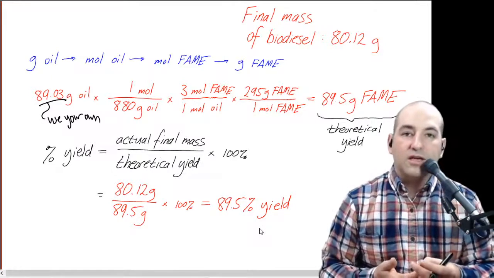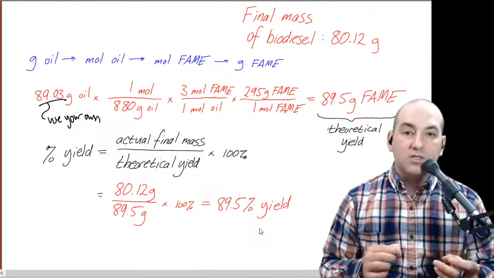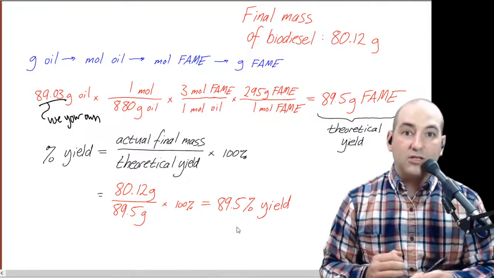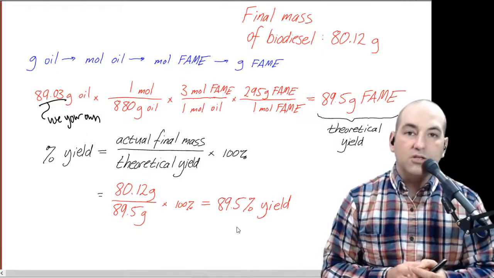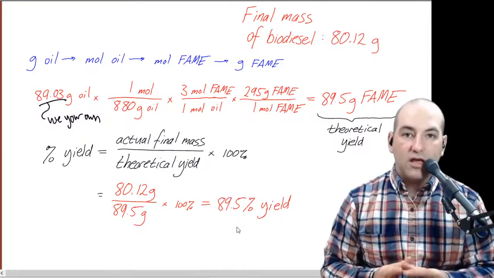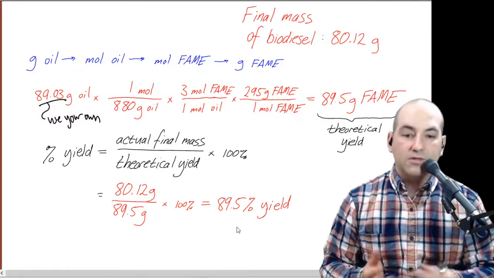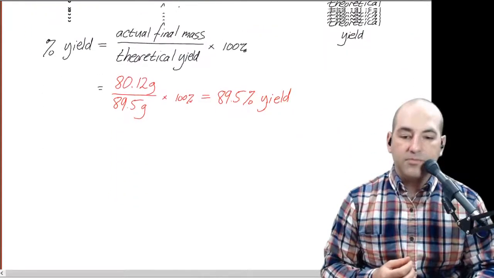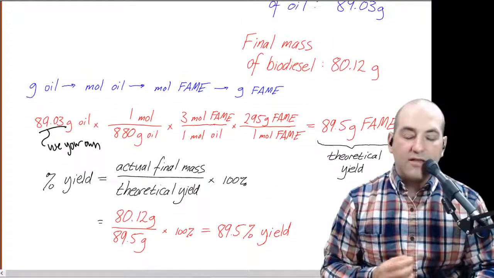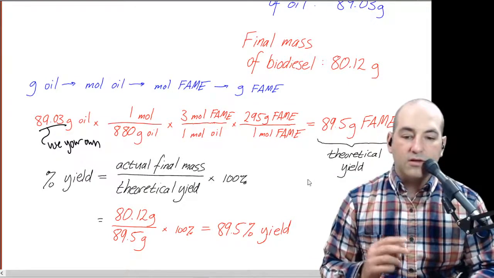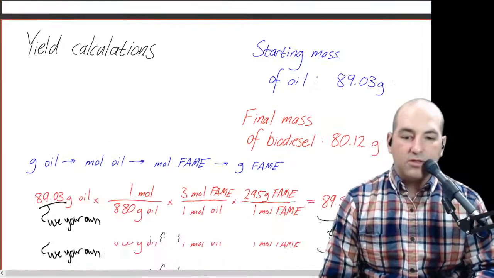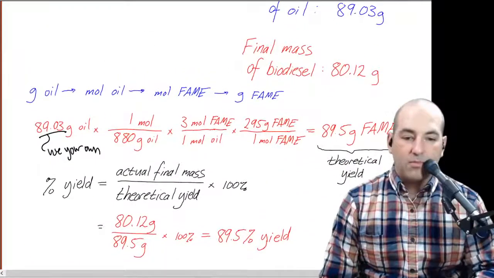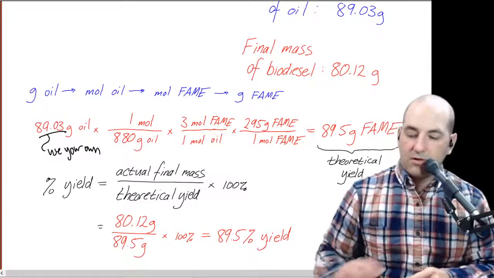And if you're imagining doing this on an industrial scale, slight differences in percent yield can be huge differences in how much product is made. So a lot of what chemical engineers do is look for ways to increase that yield at large scales so that you're not losing material to waste. All right, so that's those two, the theoretical yield and the percent yield, that you can calculate here following these instructions. Okay, are there any questions about that?